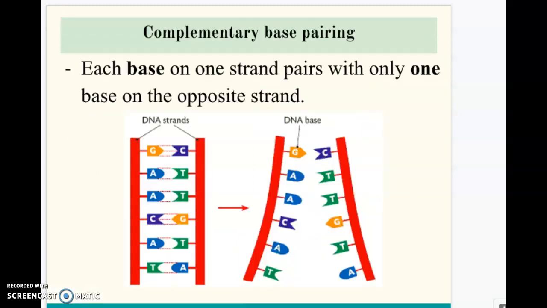Each base on one strand pairs only with one base on the opposite strand. This is called complementary base pairing. So in the center of the DNA ladder, if you think of DNA like a ladder, those steps of the ladder are where the nitrogen bases connect. So what this means is each base, the A's, T's, C's, and G's, only pairs with exactly one base on the opposite strand. So a G is only going to ever pair with a C, and A is only going to pair with a T. This is called complementary base pairing.